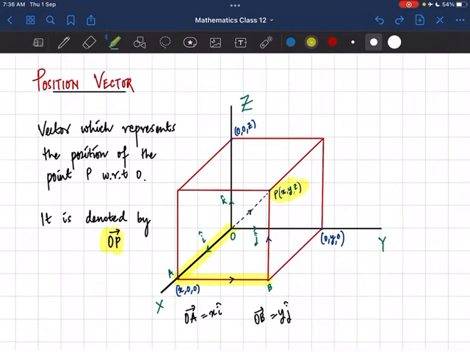Now if I find the resultant of these two vectors, the resultant is given by a vector that is this one.